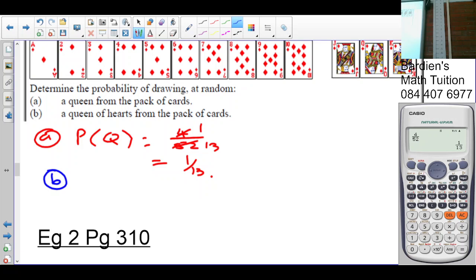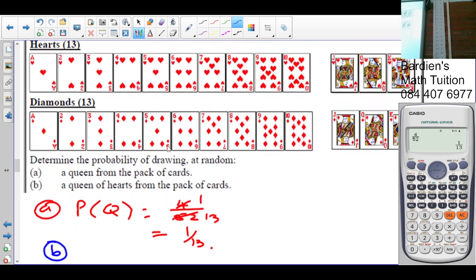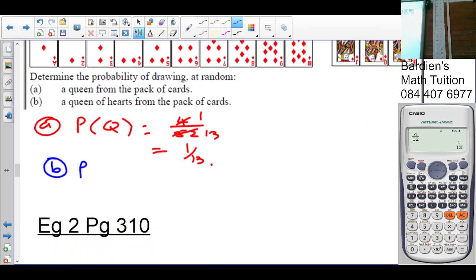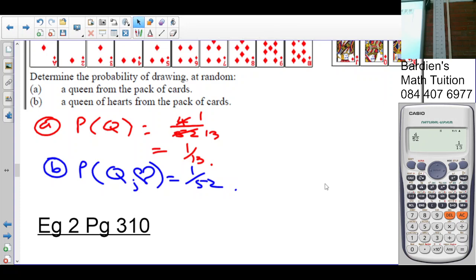A queen of hearts from the pack of cards. Queen of hearts. You guys know that song? No? I'm not going to sing either. Right, how many queens of hearts are there in this deck? 1. So it's going to be 1 out of 52. Right? People, you guys understand? Any confusion? No? Right.